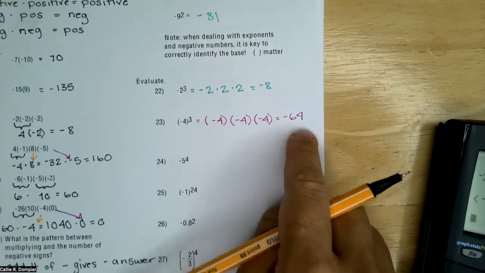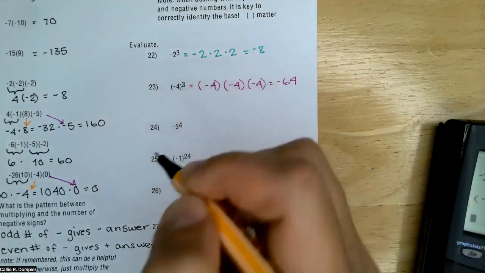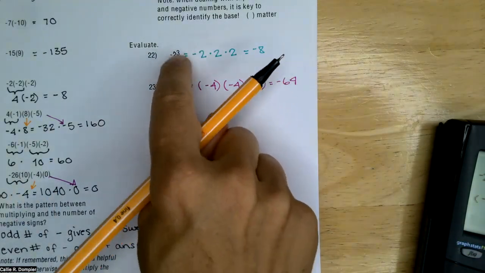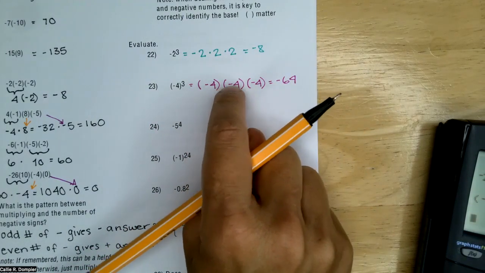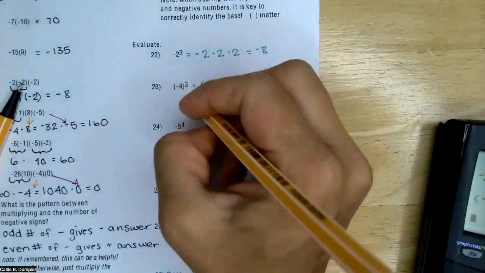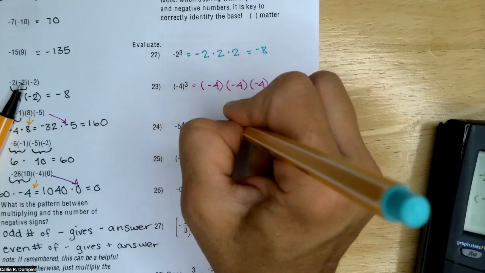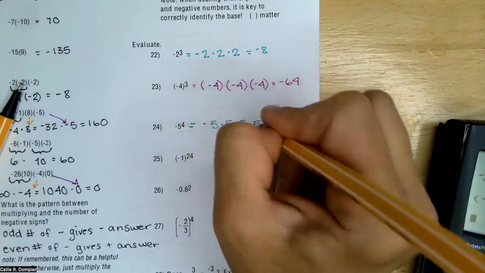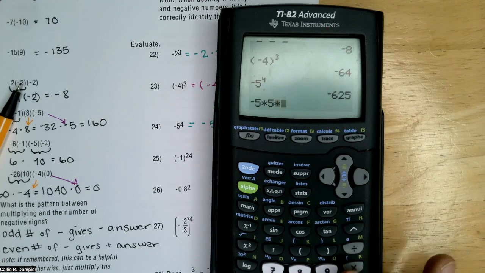Okay. But here we have a negative base and an even exponent. If the exponent is odd, either way, it's going to remain negative, right? Because a negative times a negative becomes a positive, but that positive times a negative becomes a negative again. So here we have -5 to the 4th, or -5 4 times.